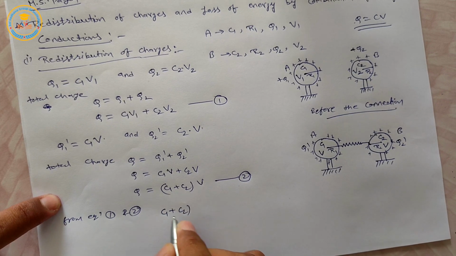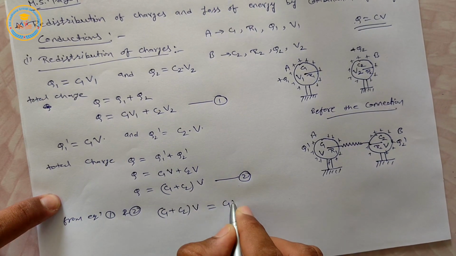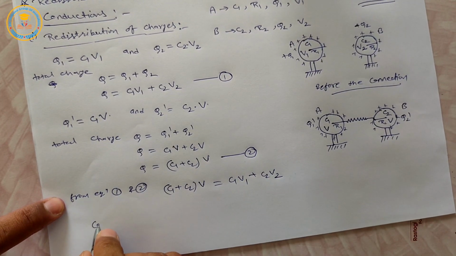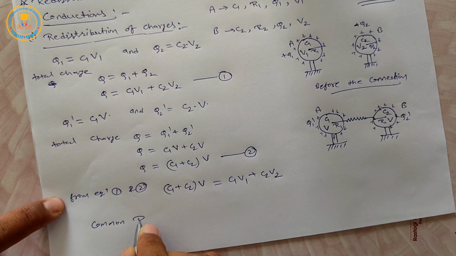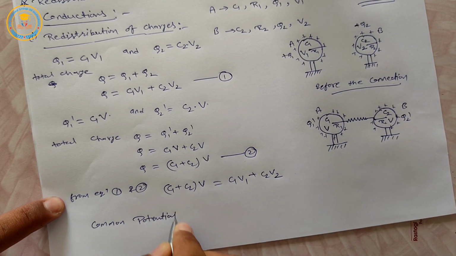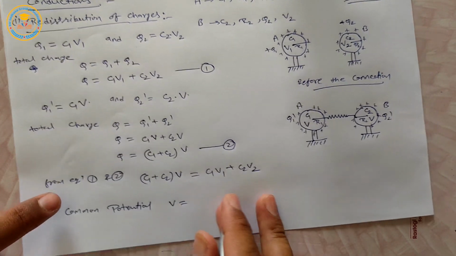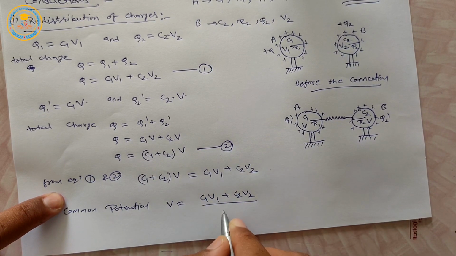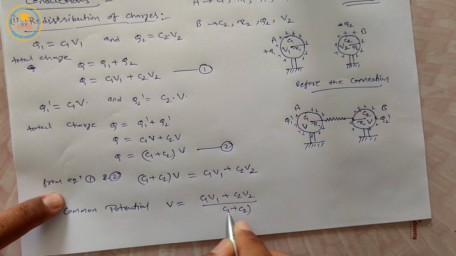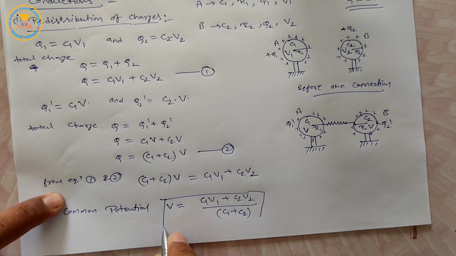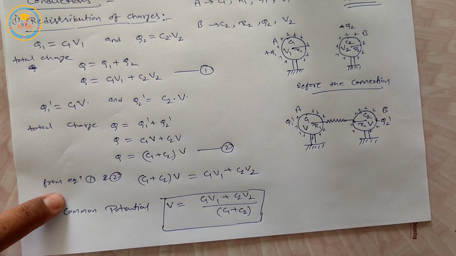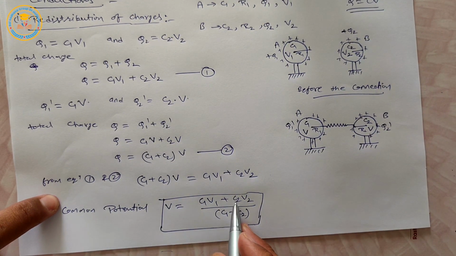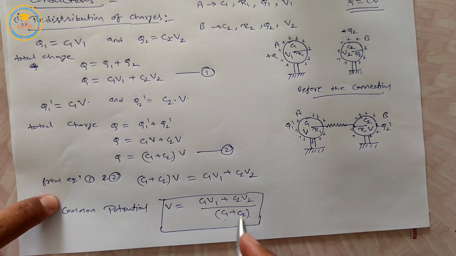(C1 plus C2) V is equal to C1 V1 plus C2 V2. Then we get the common potential V. From this equation, V is equal to (C1 V1 plus C2 V2) upon (C1 plus C2). This is a very important expression for numericals. Common potential V is equal to (C1 V1 plus C2 V2) upon (C1 plus C2).